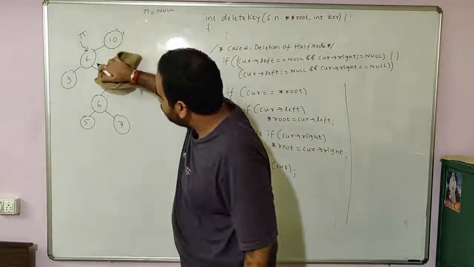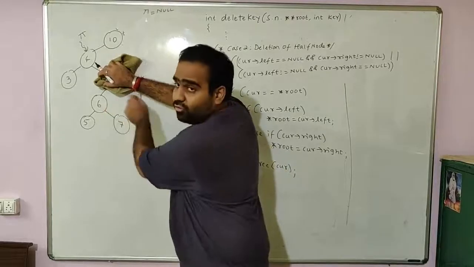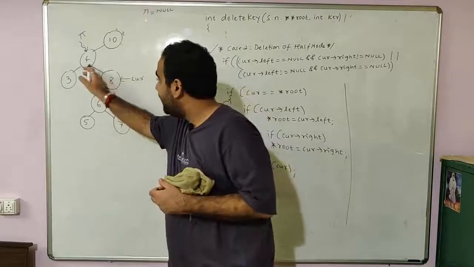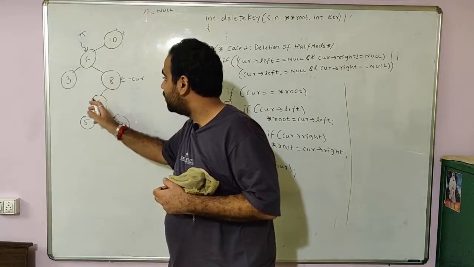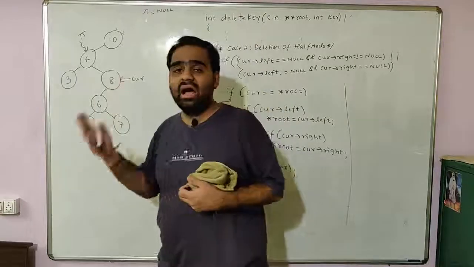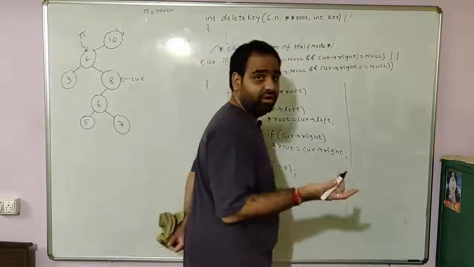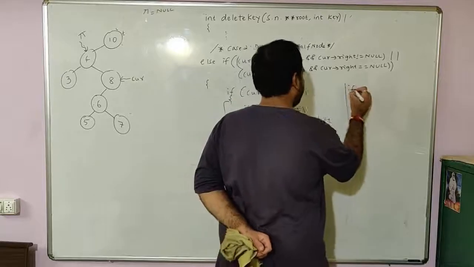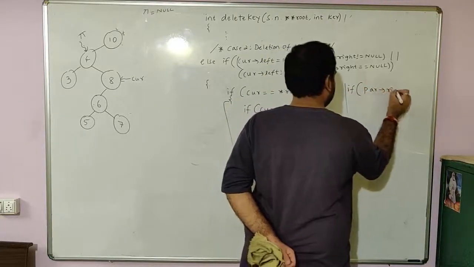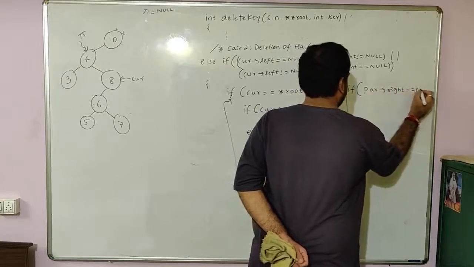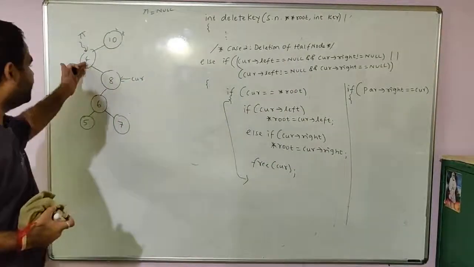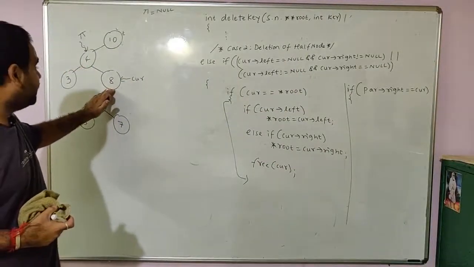Now, if current is a non-root node, and I delete this 8, what should be the right child of 4? Right child of 4 should be 6. Therefore, I need to say parent->right = current->left. Why current->left? Because current has only the left child. That is what we need to check over there. Hence, we say if parent->right equal current. That means you are deleting on the RHS of parent.